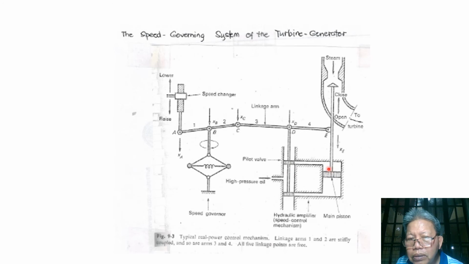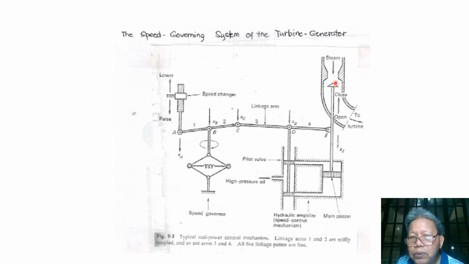So the oil up here, since this is open with this piston valve down, will just flow down in the upper chamber of the big cylinder, and then exit towards the reservoir. So that's how we can close the steam valve.